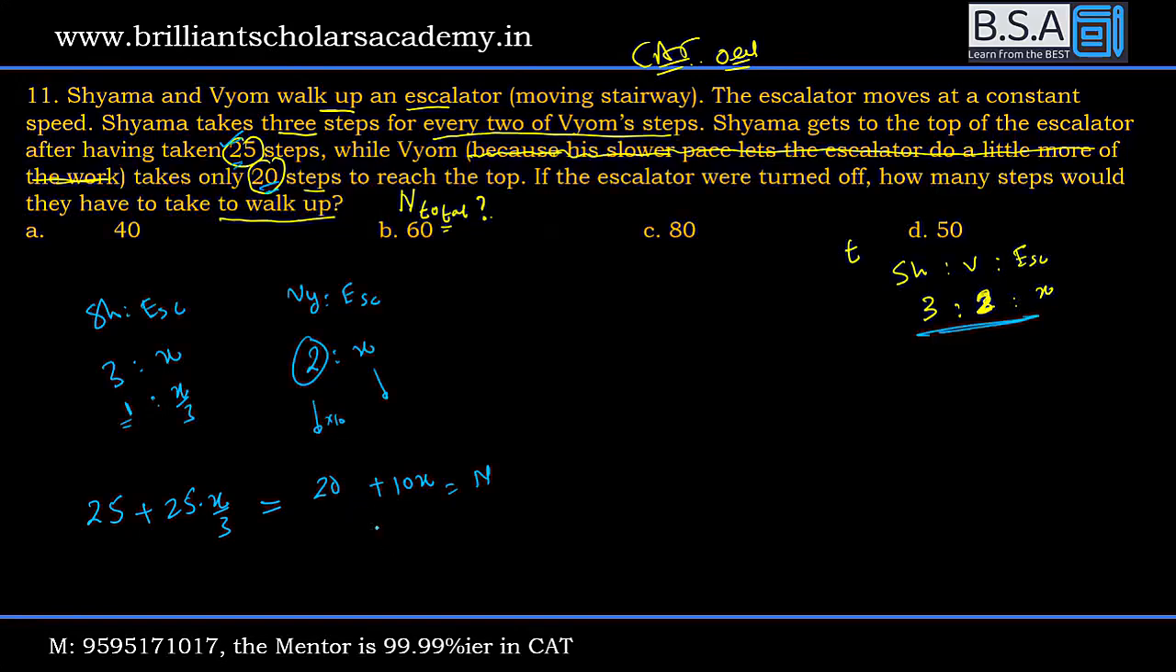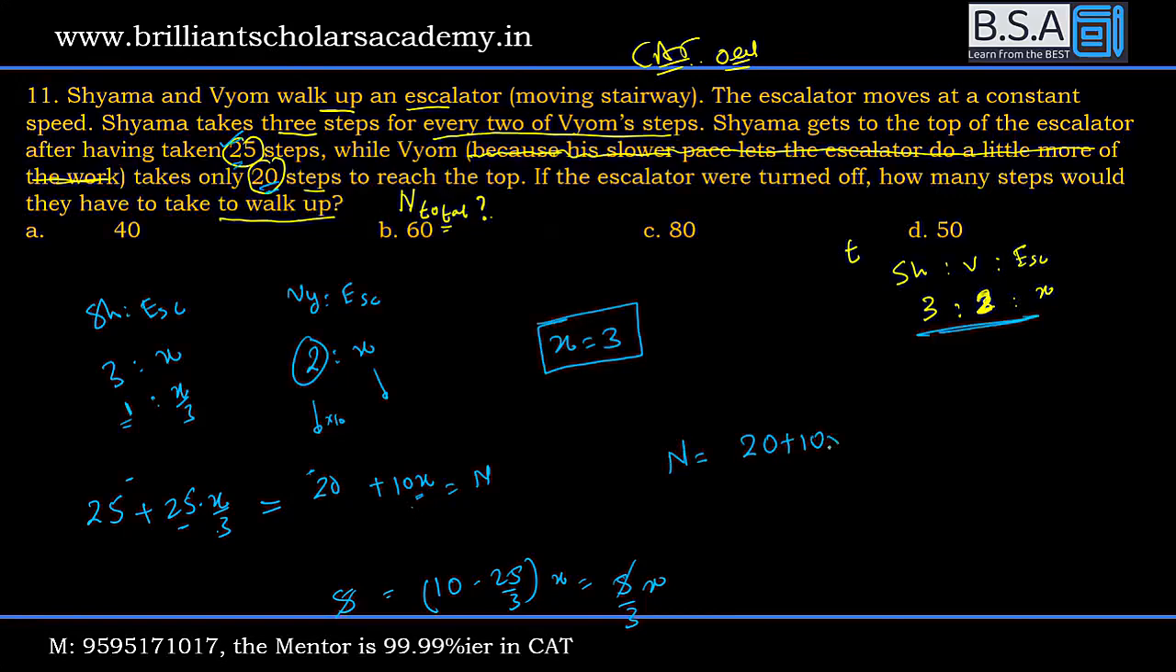Answers are ready now. I'll transfer this 20 to the opposite side. It will become 5. I'll transfer this to the right side. It will become, please observe, 10 minus 25 by 3 x. This will become 30, so 5 by 3 x. This cancels. X is equal to 3. Put 3 here or put 3 here, it makes no difference. Number of steps is equal to 20 plus 10 into 3, which is 50.